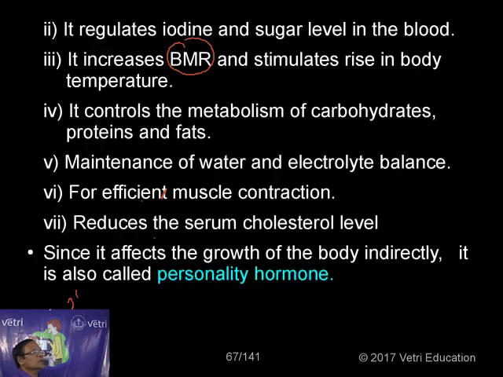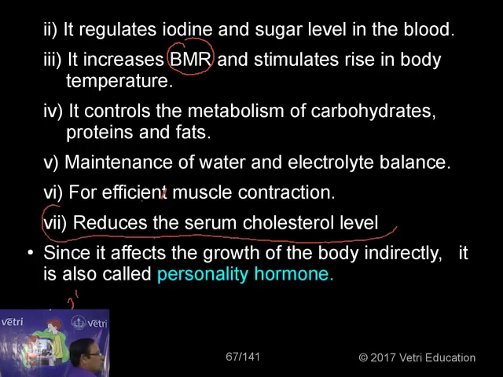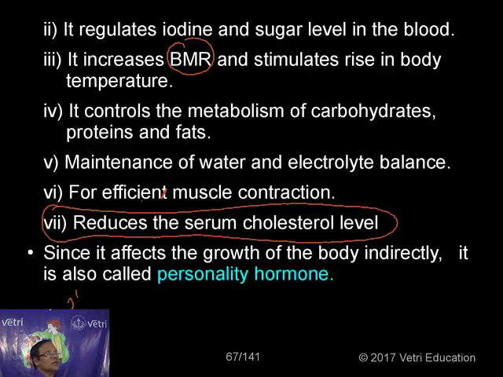Now it also controls the metabolism of carbohydrates, proteins and fats, and the maintenance of water and electrolyte balance. Normally it reduces the serum cholesterol level. When this hormone is absent, the cholesterol level increases. Then for efficient muscle contraction, we need this thyroxine hormone to break down glycogen in the muscle. For breaking down glycogen in the muscle, it is essential, so that we can have normal muscle contraction.